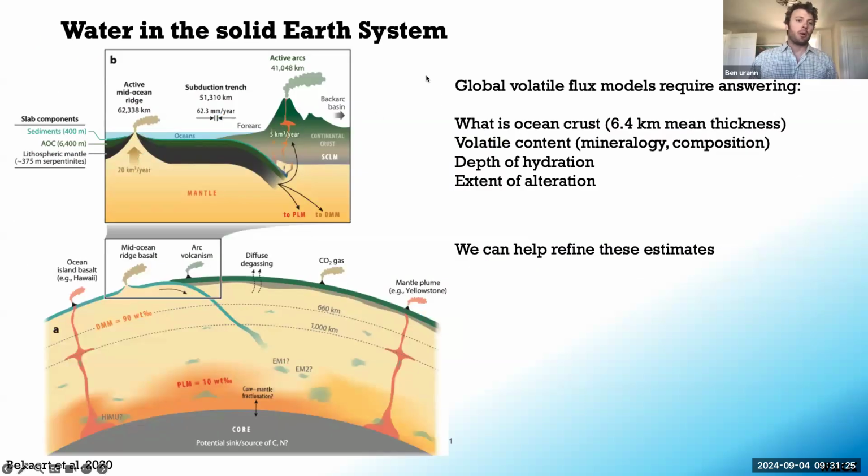And so, returning to the big picture idea here, these global volatile flux models require answering some of these questions on here. What is the ocean crust? What is the volatile content? What is the depth of hydration, the extent of alteration? And this type of work can at least start to address some of that when considering these bigger picture global processes.